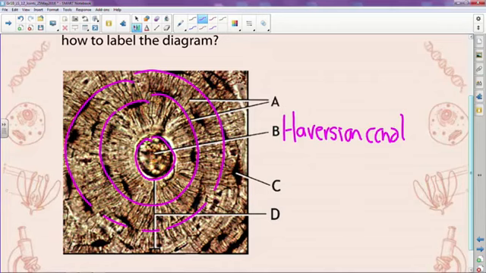Number C is almost like a hollow. And we know that when we get to bone tissue, what do we find? The tissue, because it's so hard, has to be in a hollow. So the bone cell, what did we call it?